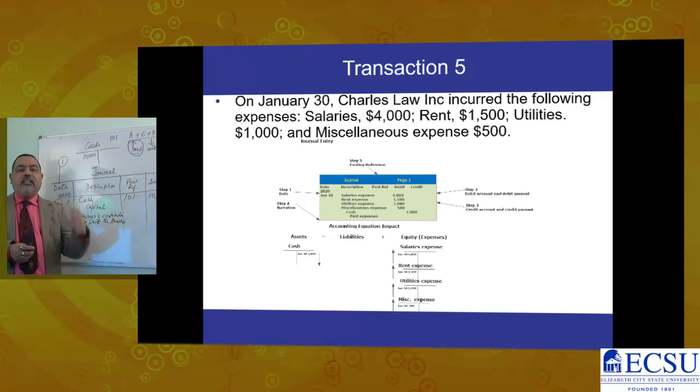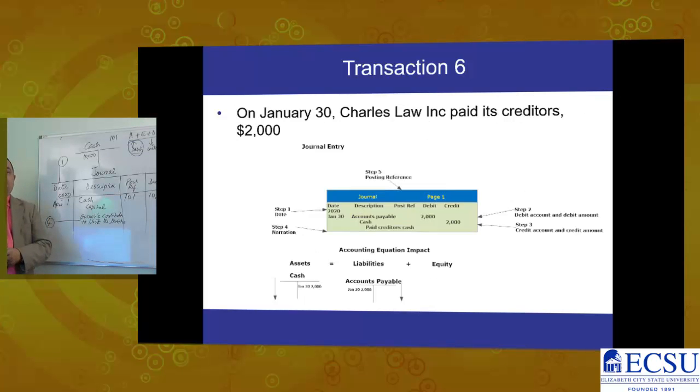And you can see cash is decreasing. That's why it's on the credit side. All expenses are increasing. All expenses are on the debit side in the impact. So that is how we do the transaction number 5.